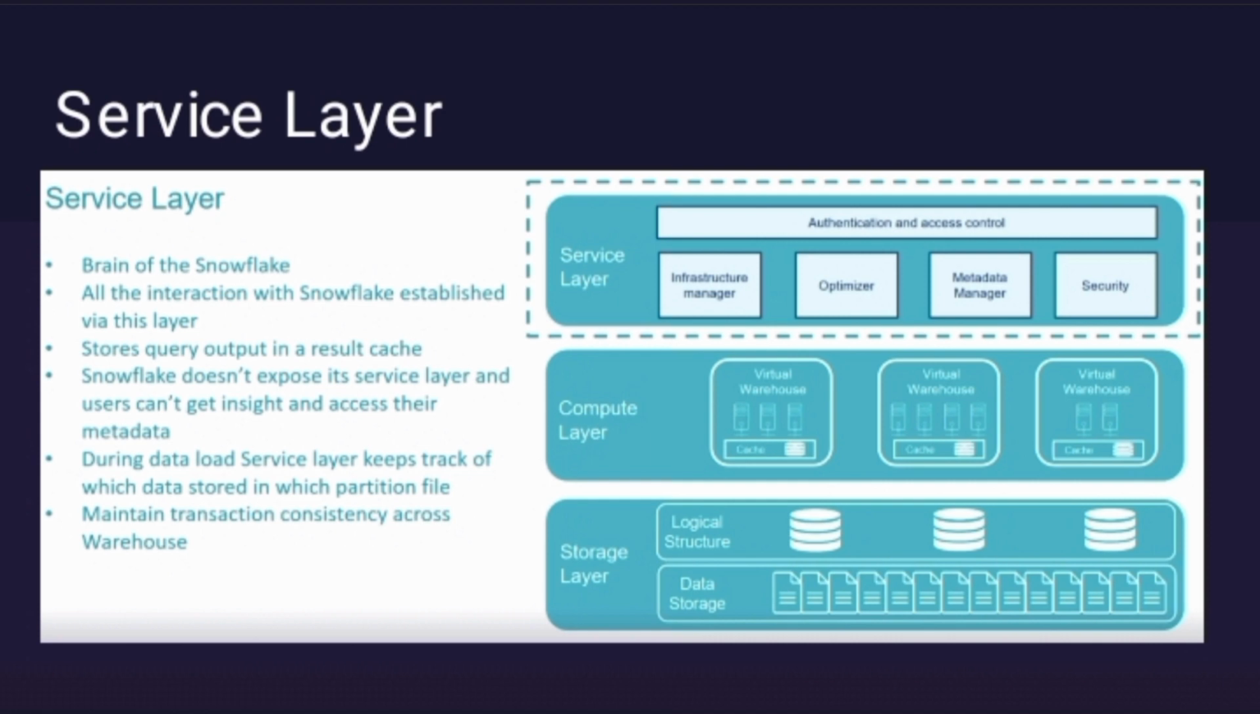So let's talk about these points, as I have discussed these 4-5 terms, and now let's see some of the written points. This is the brain of Snowflake, and all the interaction with Snowflake is established via this layer. Whatever interaction is made between the compute layer and storage layer, all things are managed by this service layer. It provides the service to these two layers, storage layer and compute layer. All the warehouses are managed by this service layer, by using rules, roles and authentication.